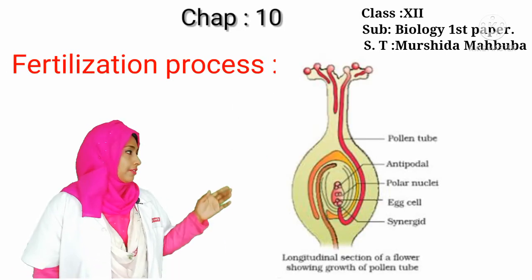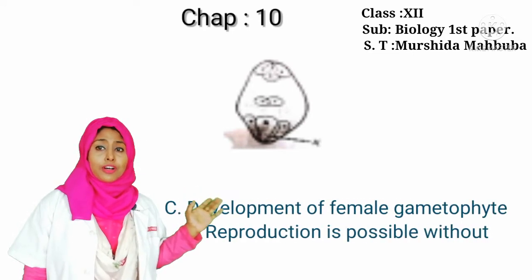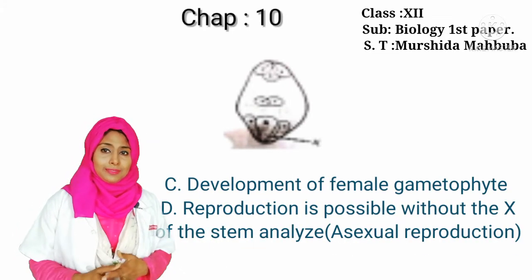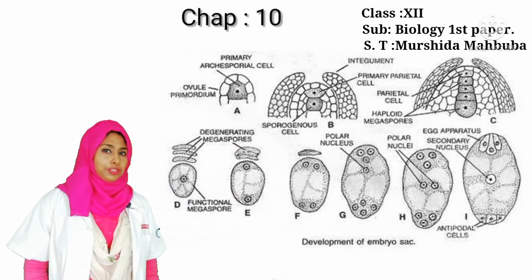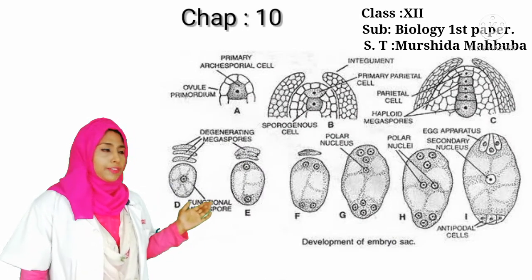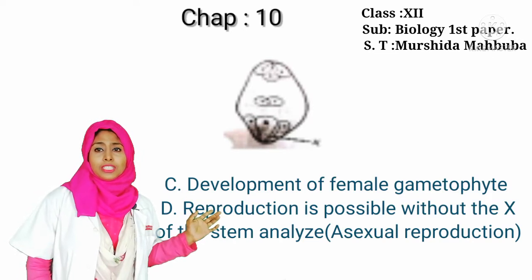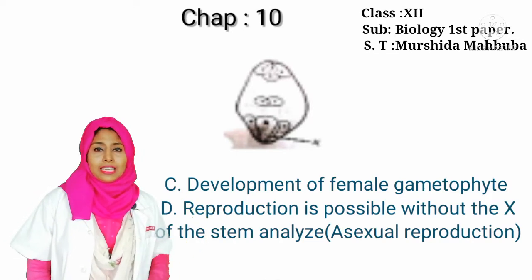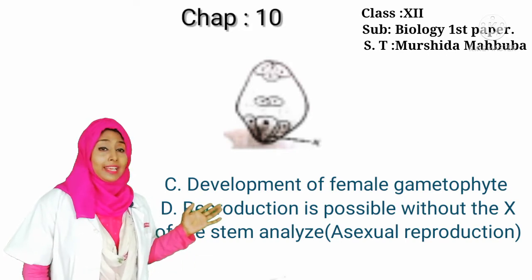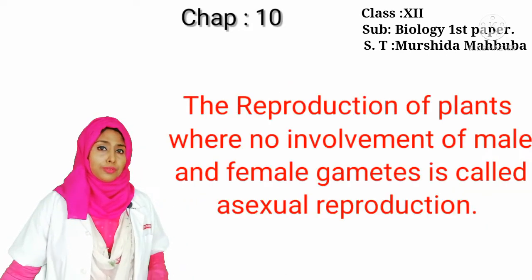Okay, my dear students, our next question is development of female gametophyte. Here you have to write down the development of female gametophyte. You know about female gametophyte. And our next question is, reproduction is possible without the X of the stem. Analyze. Here you have to write down the asexual reproduction. My dear students, you know about asexual reproduction.